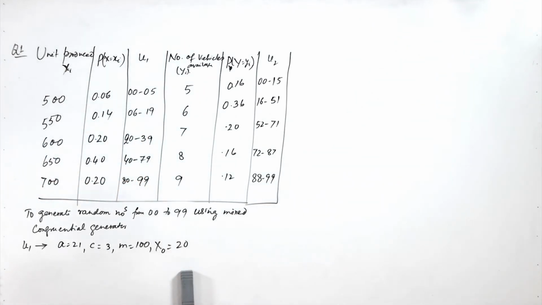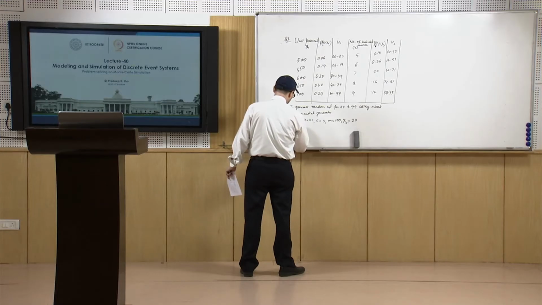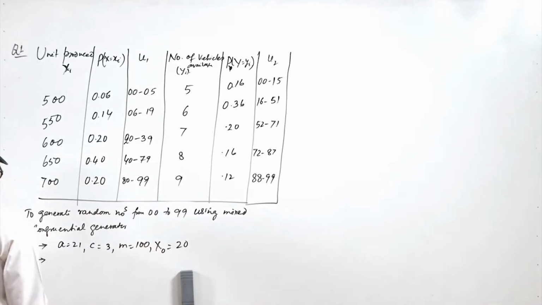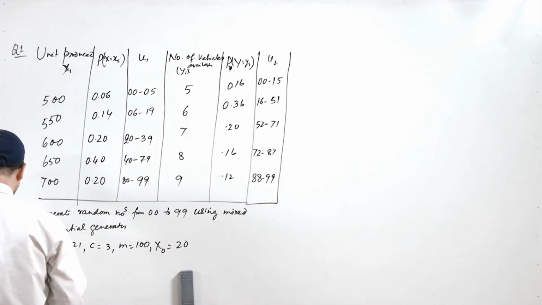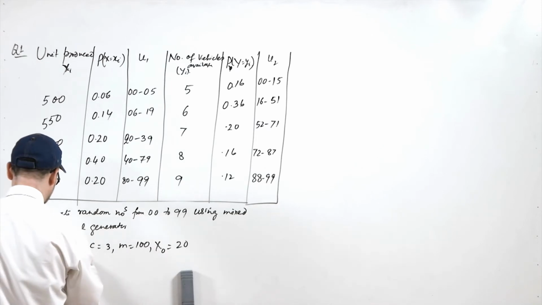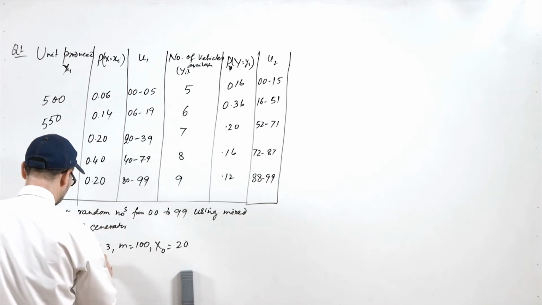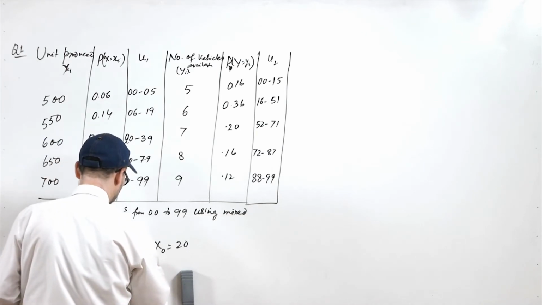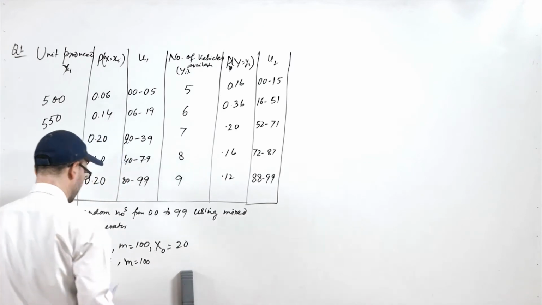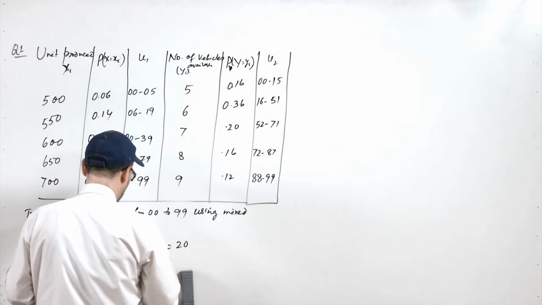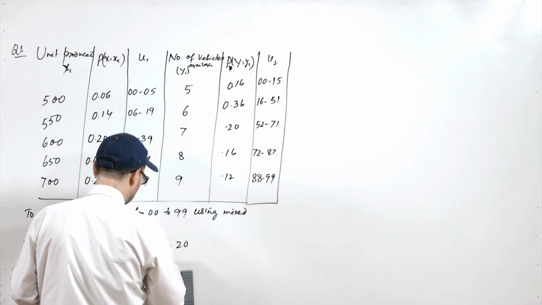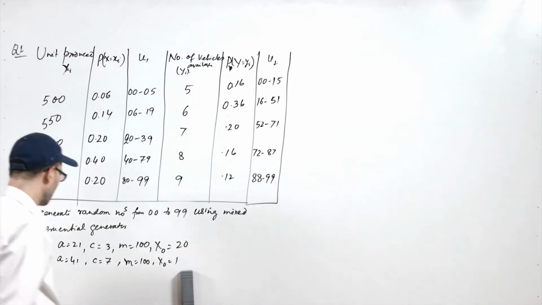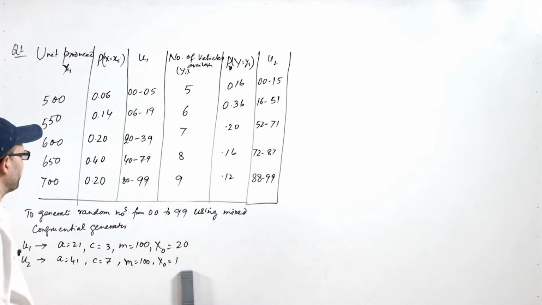And similarly for u2, the condition is given like this: A is 41, C is 7, M is again 100, because we have to generate numbers below 100, so from 00 to 99, and then the seed value is taken as 1. Suppose this is how it is given. In that case you can generate the numbers.